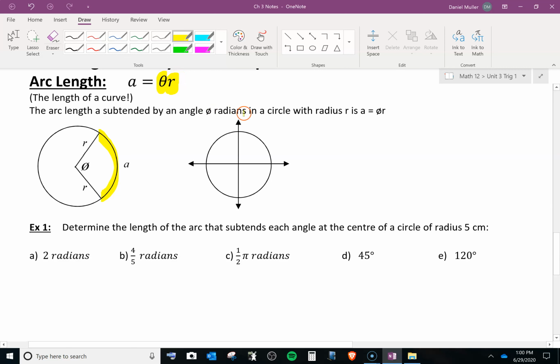So it always needs to be in radians, and then you have your radius, which is r. And then you just multiply them. And that will tell you the distance of this arc.